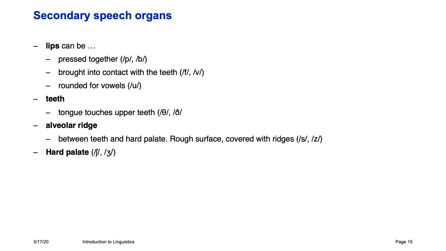These secondary speech organs are used in many ways. Lips, for instance, can be pressed together. This is what we do when we produce sounds such as p and b. Or they can be brought into contact with the teeth, f and v. As you produce f, you have contact between your teeth and the lips. Or they can be rounded for vowels, u. Teeth the same, alveolar ridge, for instance, s and z or sh are all produced in the alveolar, post-alveolar area, and k and g, for instance, would be produced at the back of the mouth in the velar area.